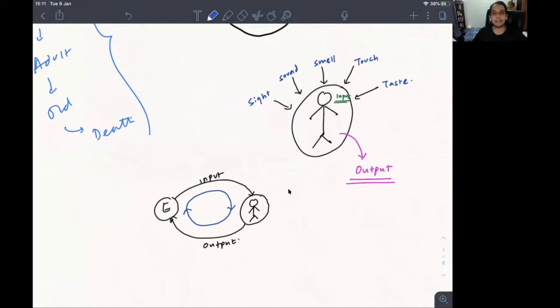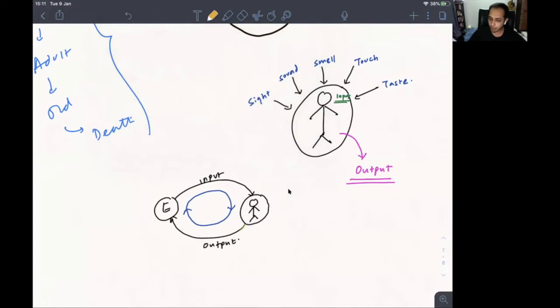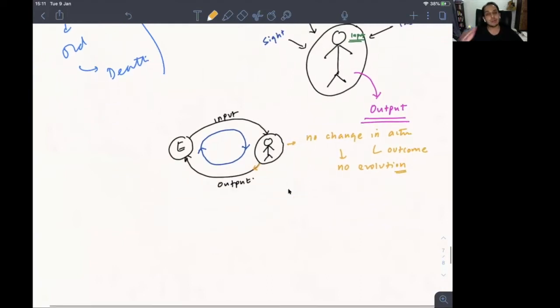Now, what happens if our output does not change? So what happens if every time there is an input, we give out the same output? Then that would mean that there is no change in our actions. So that means there's no change in our outcome, and ultimately there will be no evolution. But we know that that is not what happens.